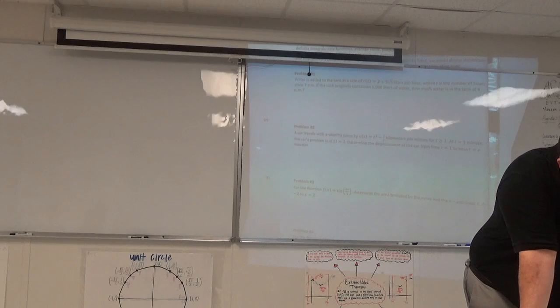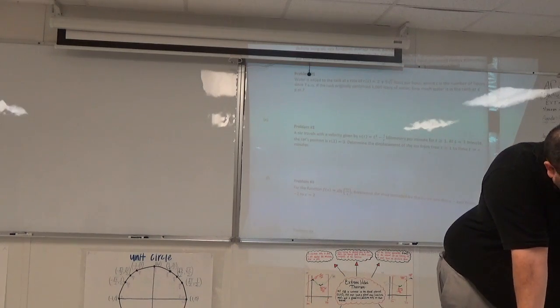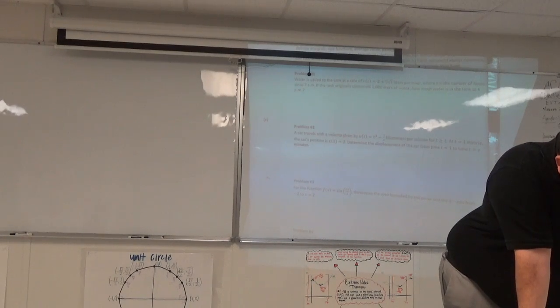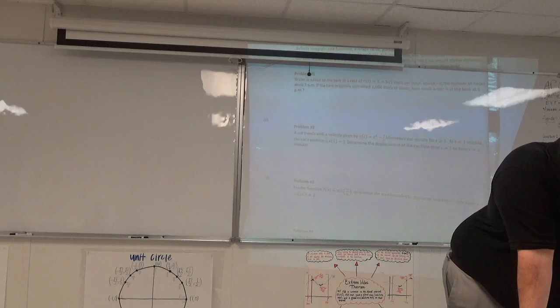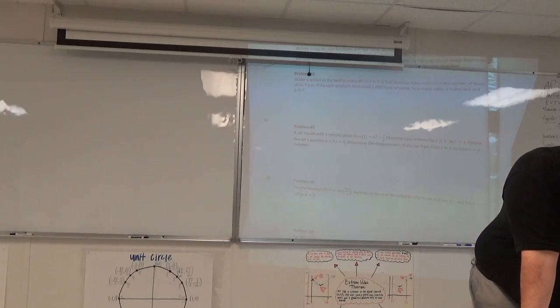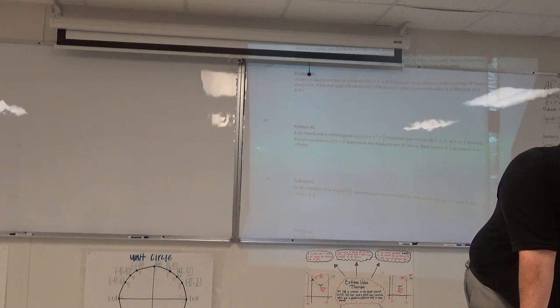So water is added to the tank at a rate of R of T liters per hour, where T is the number of hours. The tank originally contained 1,000 liters of water. How much water is in the tank at T equals 4? I did this from 7 to 4. So would you add that first? 9 hours. That's a 9? Okay, I thought it was a 4.